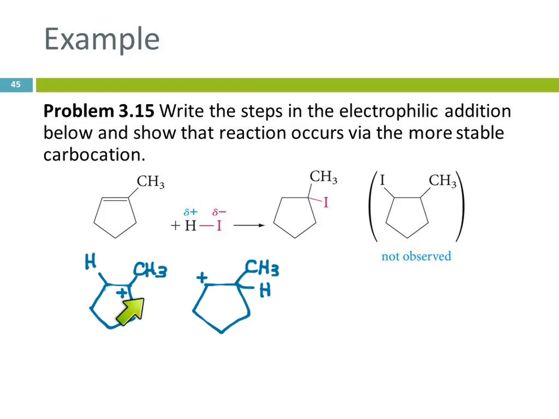Which of these carbocations is more stable? Which of these carbon atoms has more carbon atoms bonded to it? How many carbon atoms are bonded to this carbon atom right here? 1, 2, 3. Right? So this is a tertiary, and this one is secondary. This carbon on the corner here is bonded to this carbon in the ring and this carbon in the ring. It has 2 carbons.